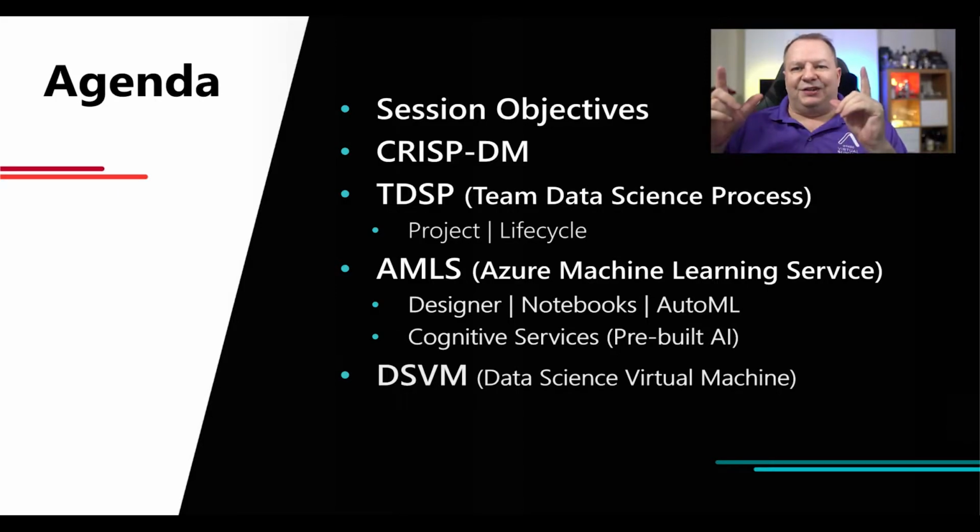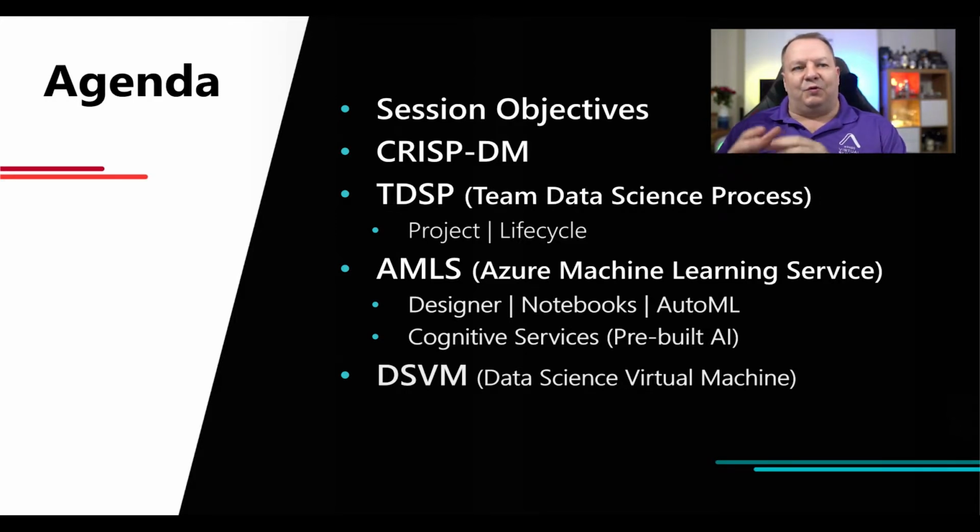Okay, this is the agenda. Well, this is part of it. There's going to be another screen in a second. We're going to first kick off with looking at the session objectives. Why are we doing this session? What are the objectives of the session? What are we going to share? What knowledge are we going to go through here? So we're going to start off with one of the methodologies called CRISP-DM. I'm going to explore that in a lot more detail for you shortly.